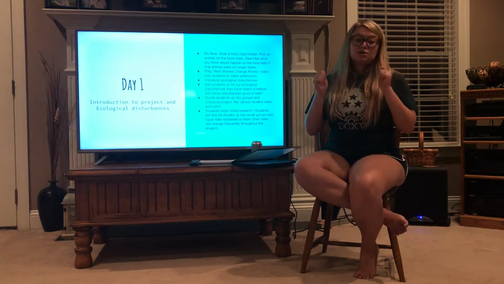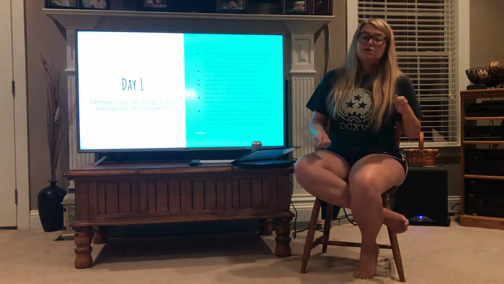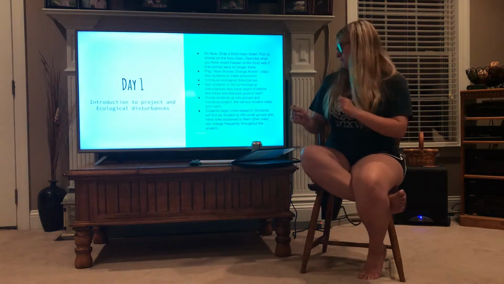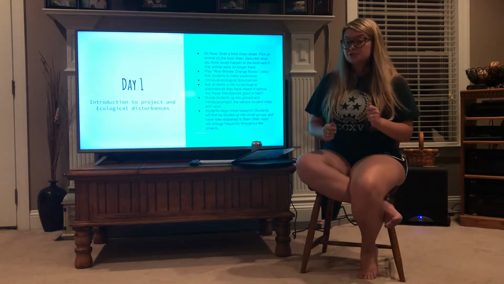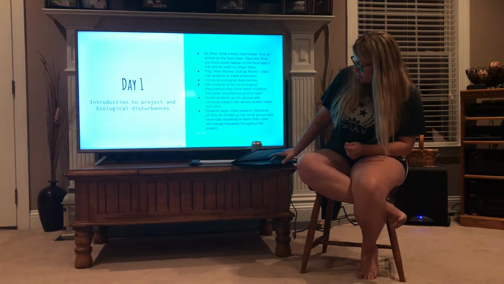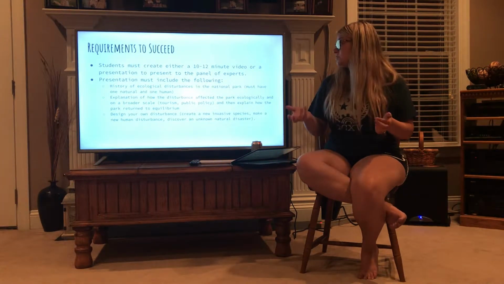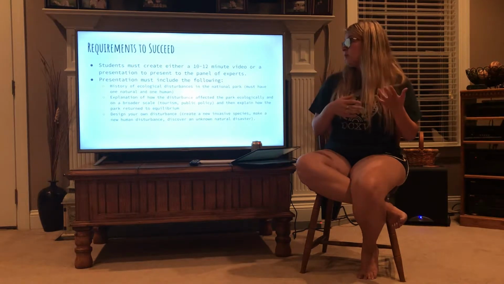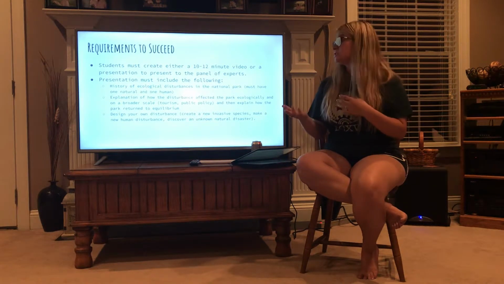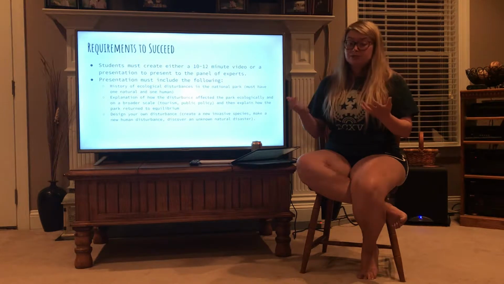And then they're also going to be handed their rubric, showing them everything that they need to have at the end of their project. And then they're going to begin their initial research. So what do students need to be successful? Their final project is going to be either a 10 to 12 minute video or a 10 to 12 minute presentation to present to the panel of experts.